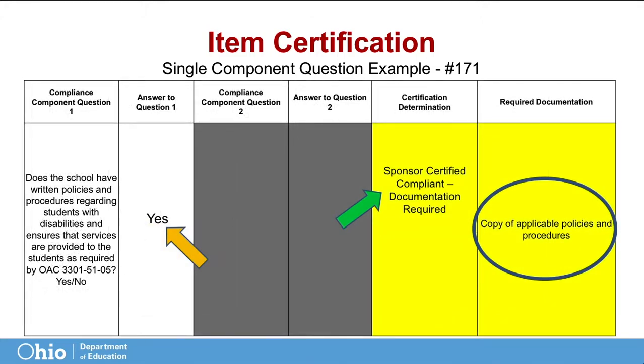The yes now affects two columns. The certification determination will indicate that the sponsor is compliant for that item and that documentation is required. In addition, both the certification determination and the required documentation cells will be highlighted in yellow. This feature assists sponsors and hopefully aids in completing the worksheet successfully. The highlighted required documentation cell lists the documentation that you must upload in the appropriate submission type in Epicenter.